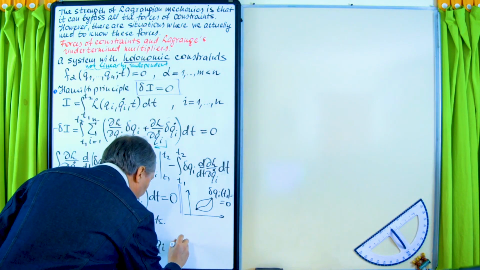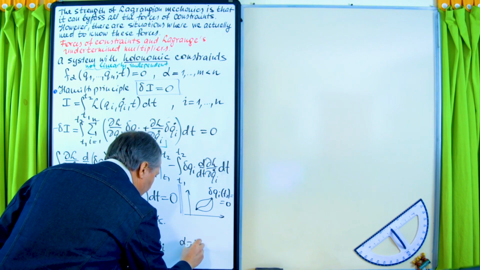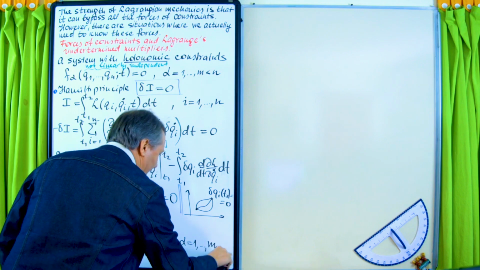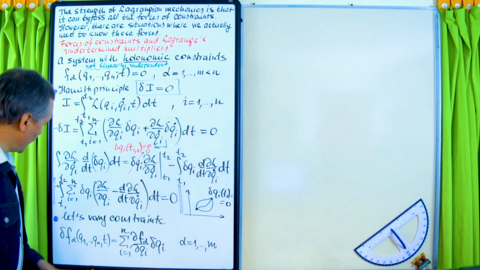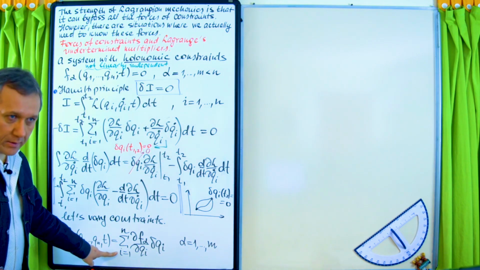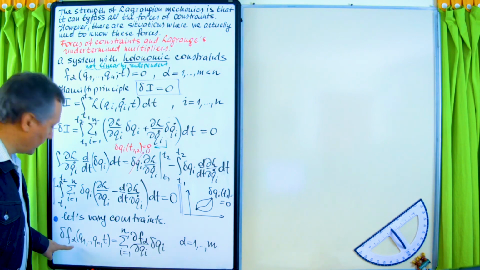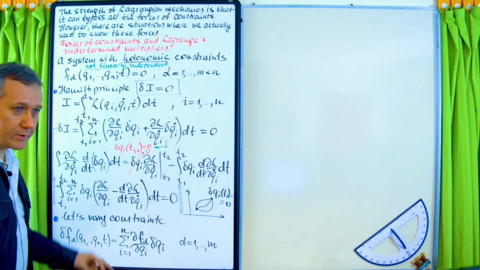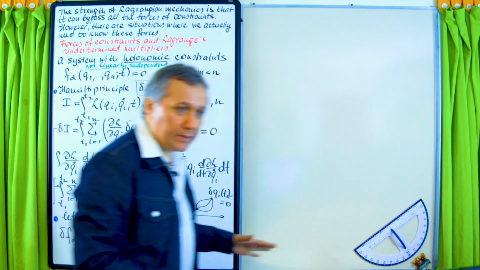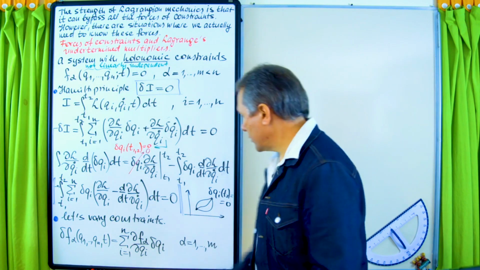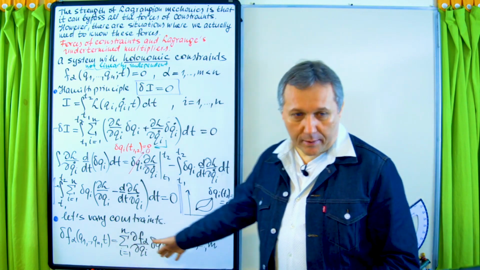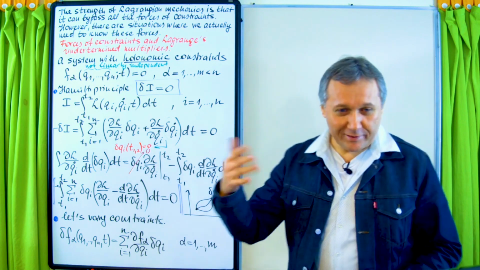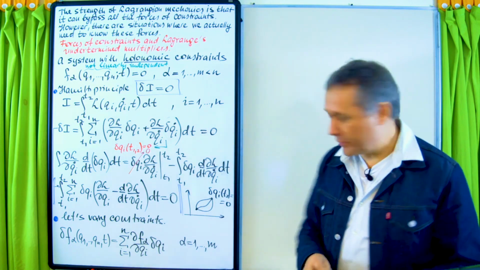I will emphasize again that alpha spans from 1 to m. So now we have m equations like this, for alpha equals 1, alpha equals 2, alpha equals 3, and so on. We have m equations of this type, and in each equation we have n terms. So now we'll have to go deeper into this rabbit hole.